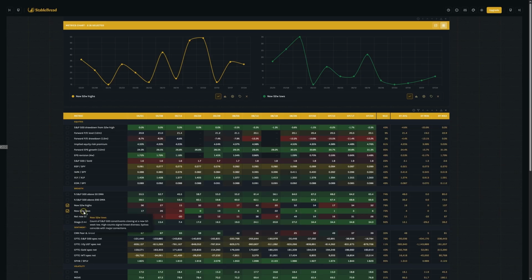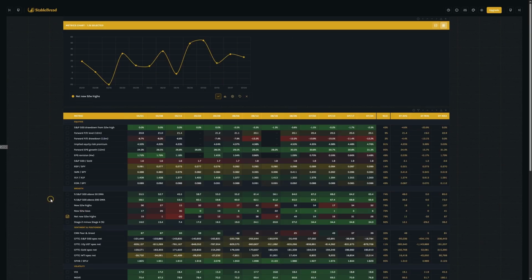I would weigh the new 52-week lows against the high-yield credit spreads because broad damage should show up in both places at once. You can also look at net new 52-week highs. It's just the highs minus the lows in a single number. Positive simply means more winners than casualties. And when this turns negative while the index is still near a high, that means that the inside of the market is breaking down before the outside does.